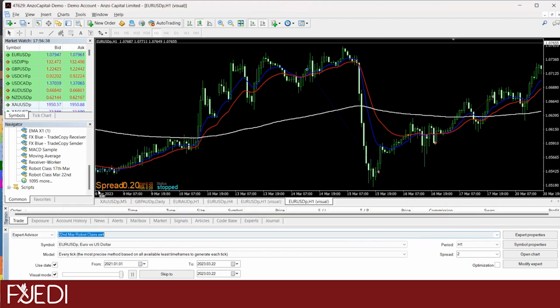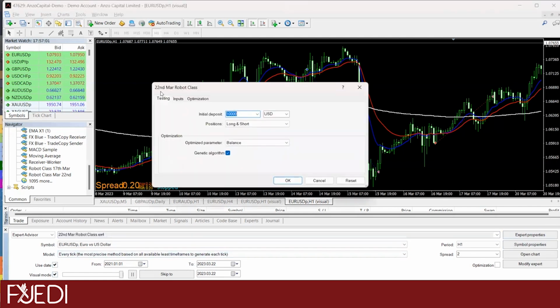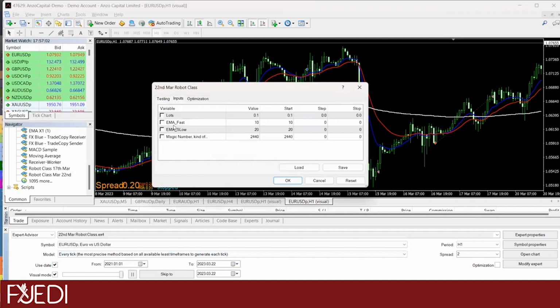So click on that. The pair we want to test it on is euro-dollar. Leave this as every tick. We're going to test this for the period of January 2021 till date. Obviously, I'm not going to allow it to get to the end because that'll take a long time. And then set it to visual mode. Now, under expert properties, you can modify certain things. You can see here that we have EMA fast, EMA slow, lots, and obviously the magic number will be defined. Don't tamper with that.